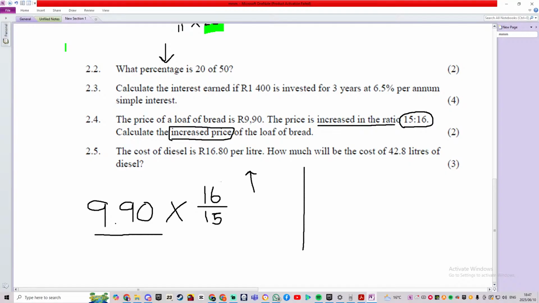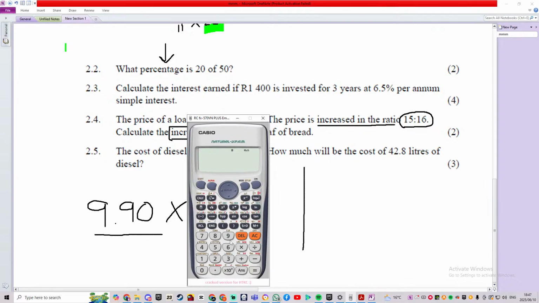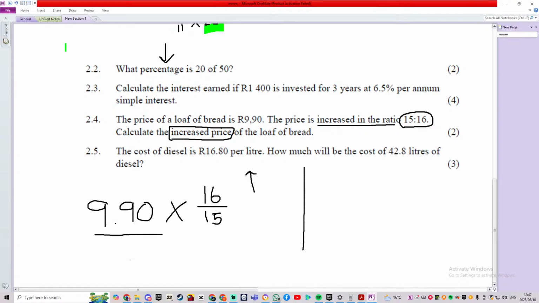So you take the bigger one over the smaller one and you multiply it by 9,9. So 9,90 times 16 over 15. See that you get that fraction? Just press the S-D button, 10,56. So your answer there is 10,56.